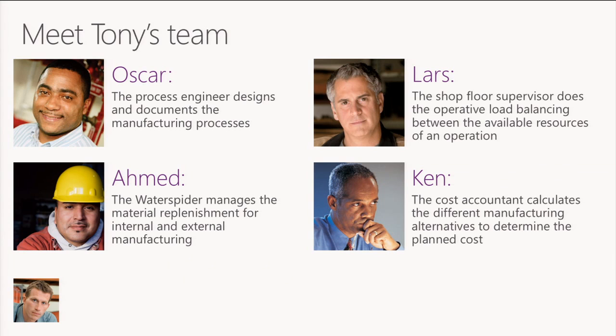Then Ahmed, the water spider, he needs to manage moving the material between the operations. In case of subcontracting, that means he has to prepare to send them out to the subcontractor, get it back, register the receipt for the subcontractor, bring it to the next work cell. And finally, Ken, the cost accounting, that is the role that Anders is going to play, who actually calculates the different cost measurements for that and prepares the cost accounting and afterwards determines what variances have been occurring.